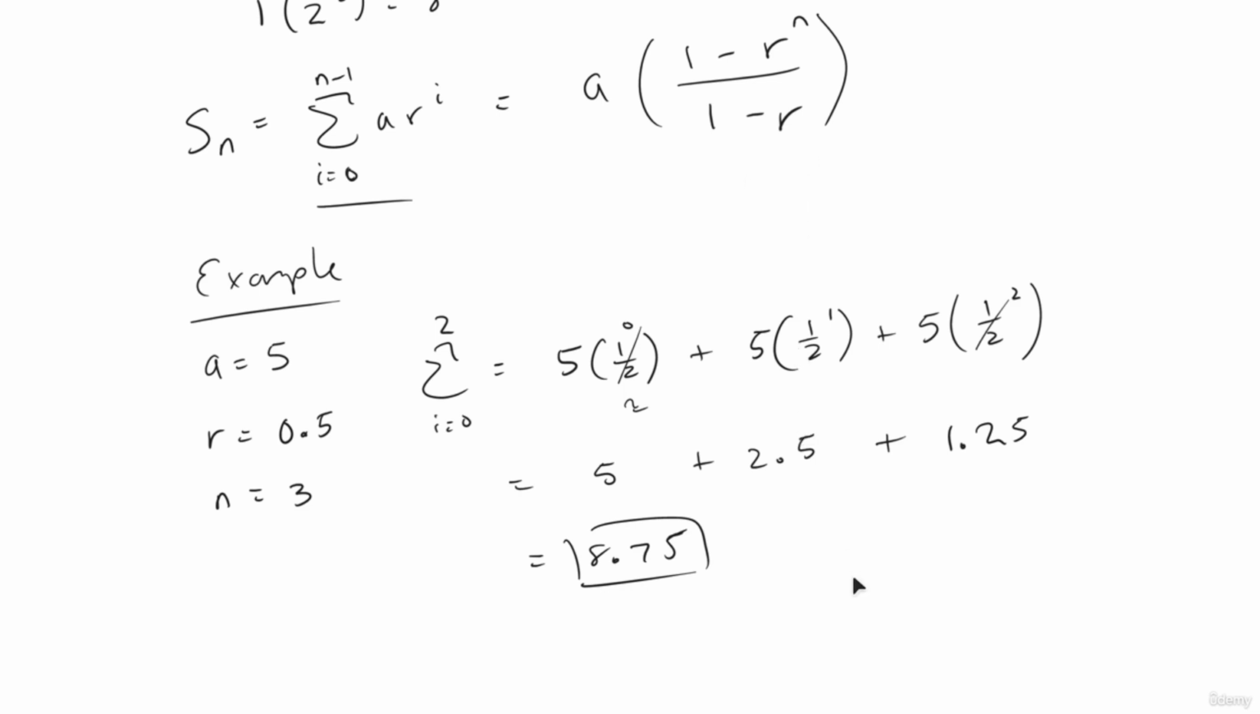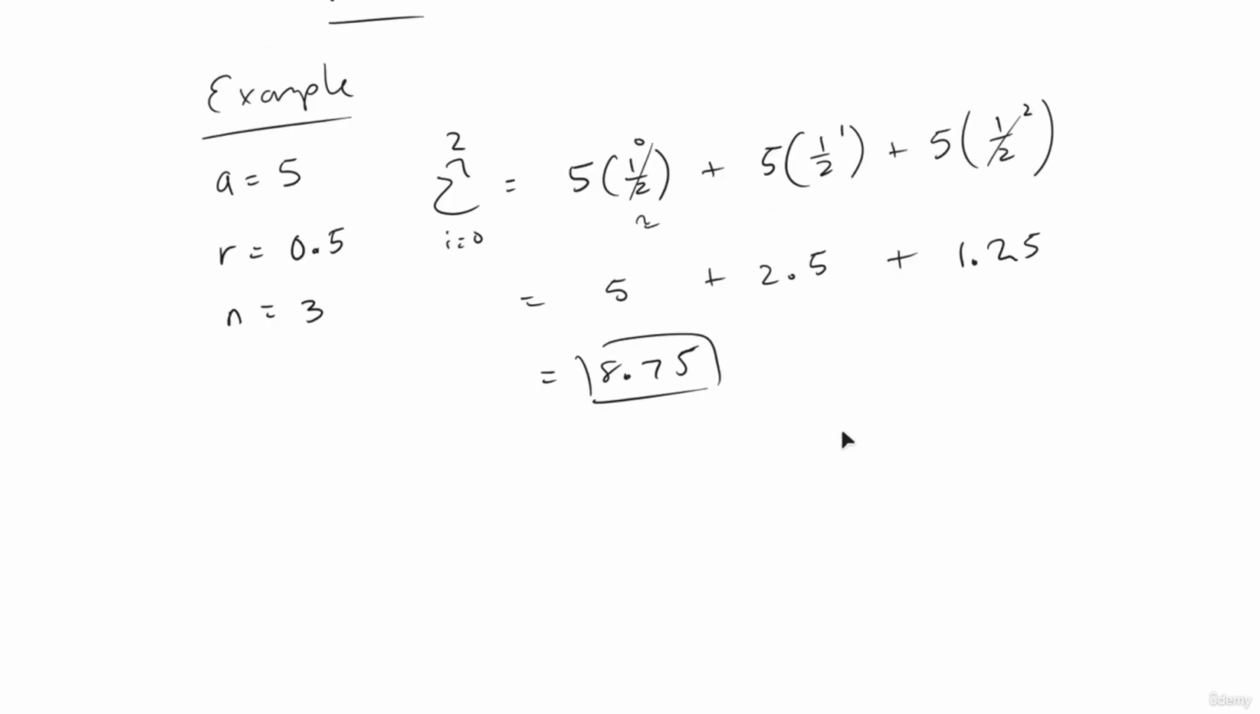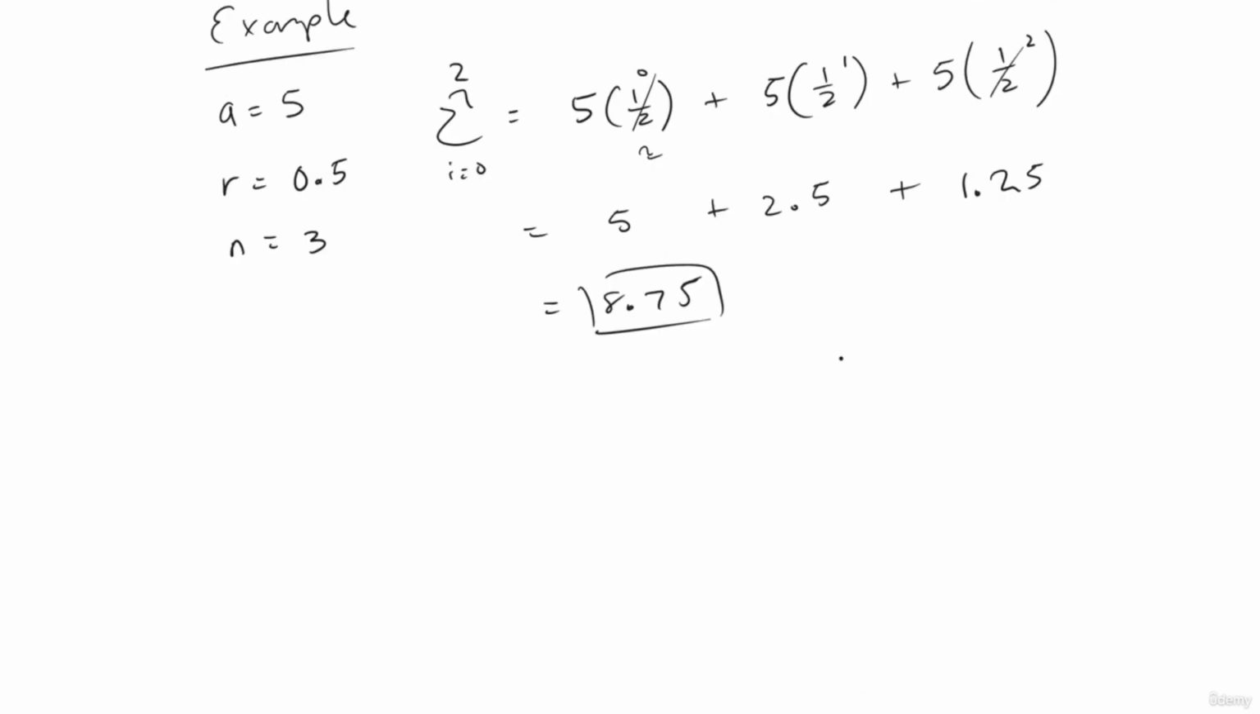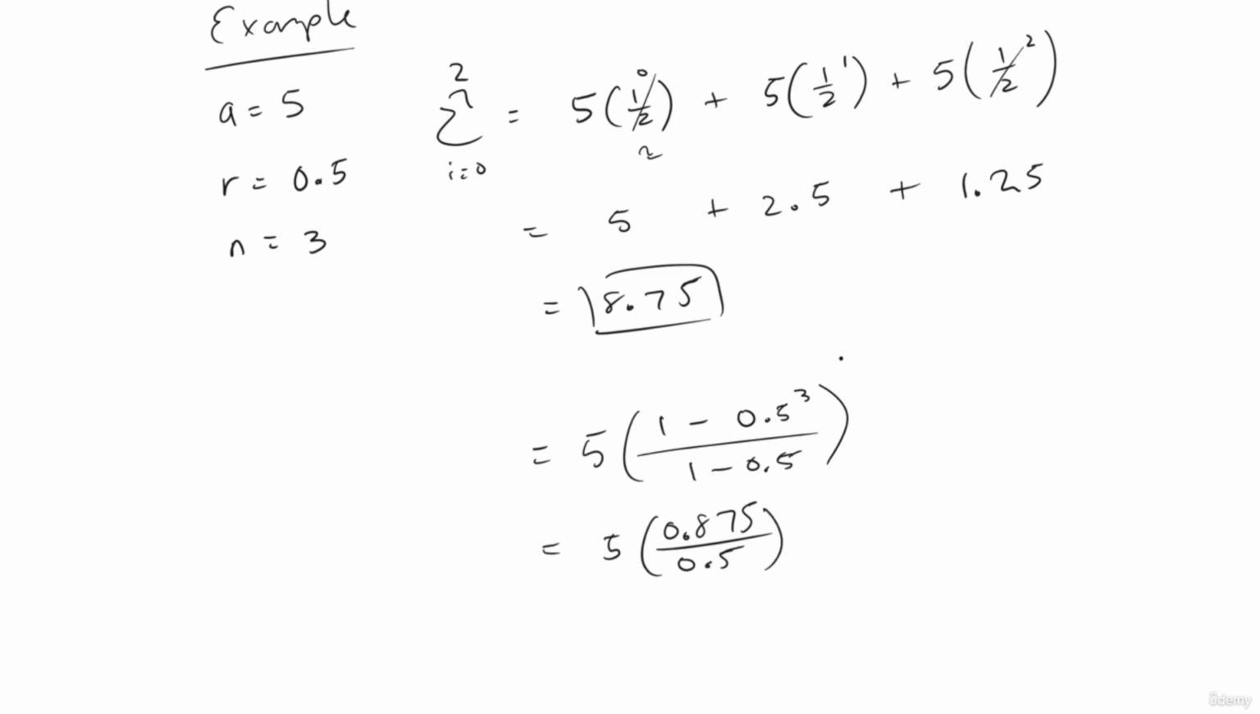And if we use our handy-dandy formula right here, a times 1 minus r to the n over 1 minus r, this is what we get. Make sure everything matches up: 1 minus, I'm going to keep it with 0.5 to the n, divided by 1 minus 0.5. And this is going to be equal to 5 over, the top part evaluates to 0.875, bottom part evaluates to 0.5, and then this is going to be equal to 8.75. You can check it on your calculator and it matches up. And so that's a geometric sequence.